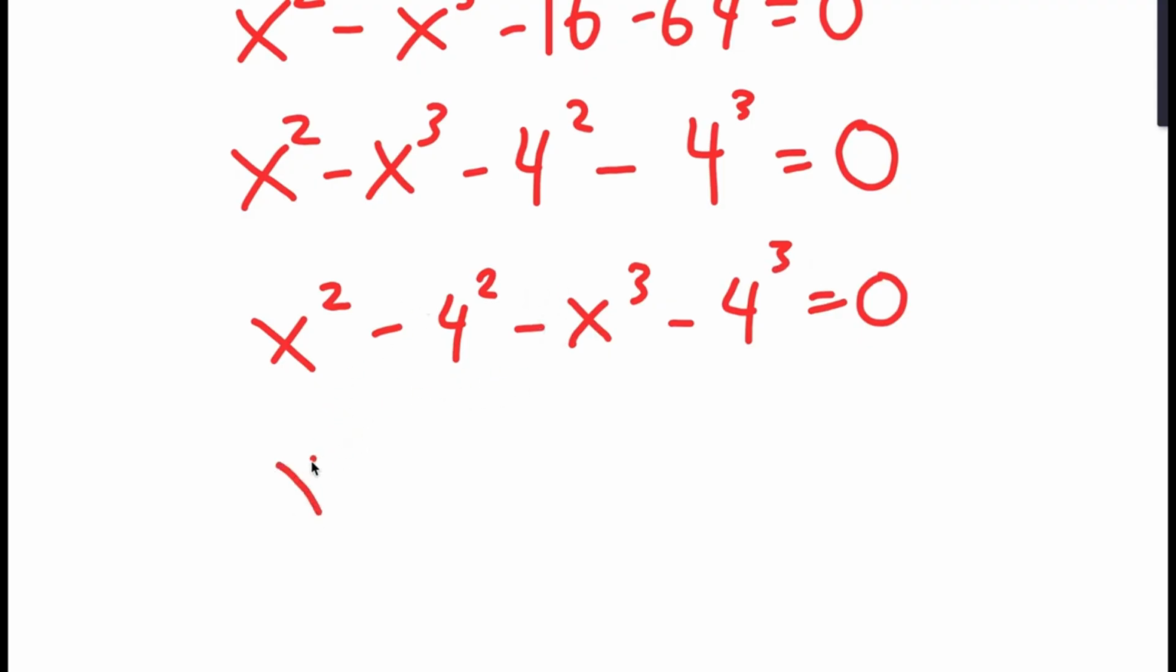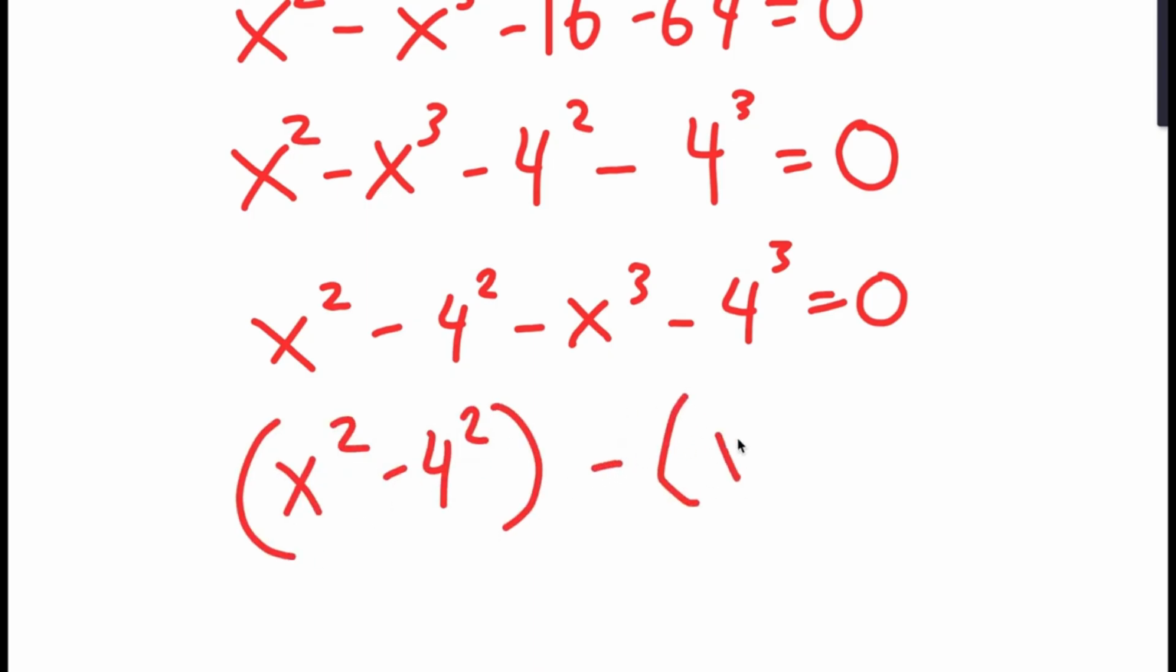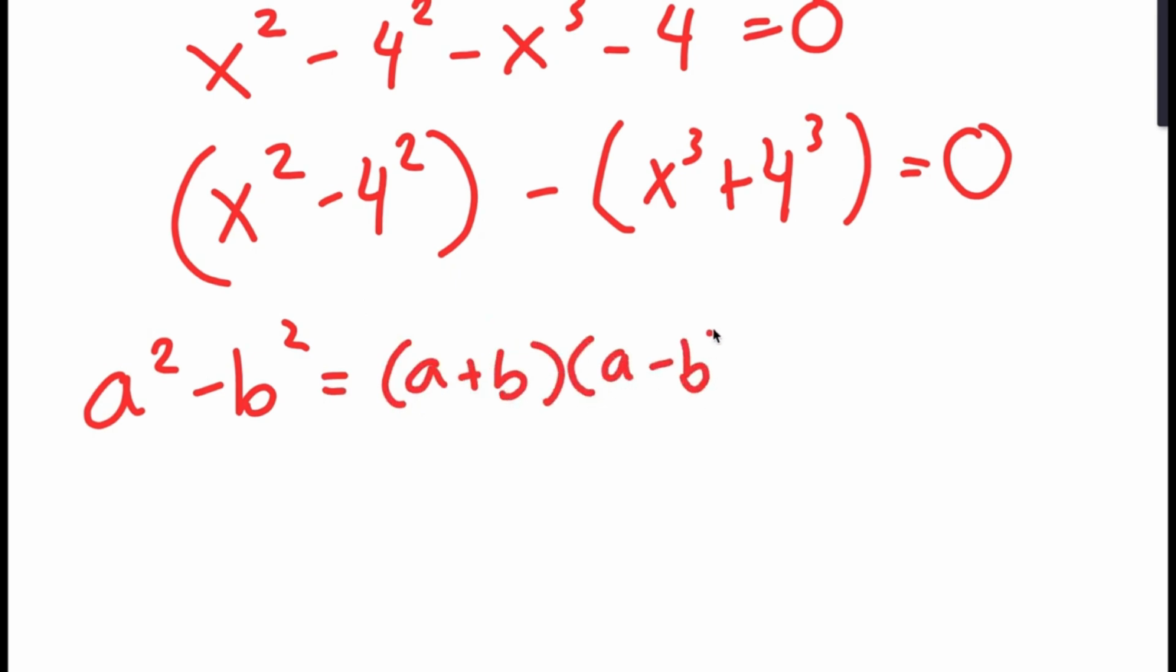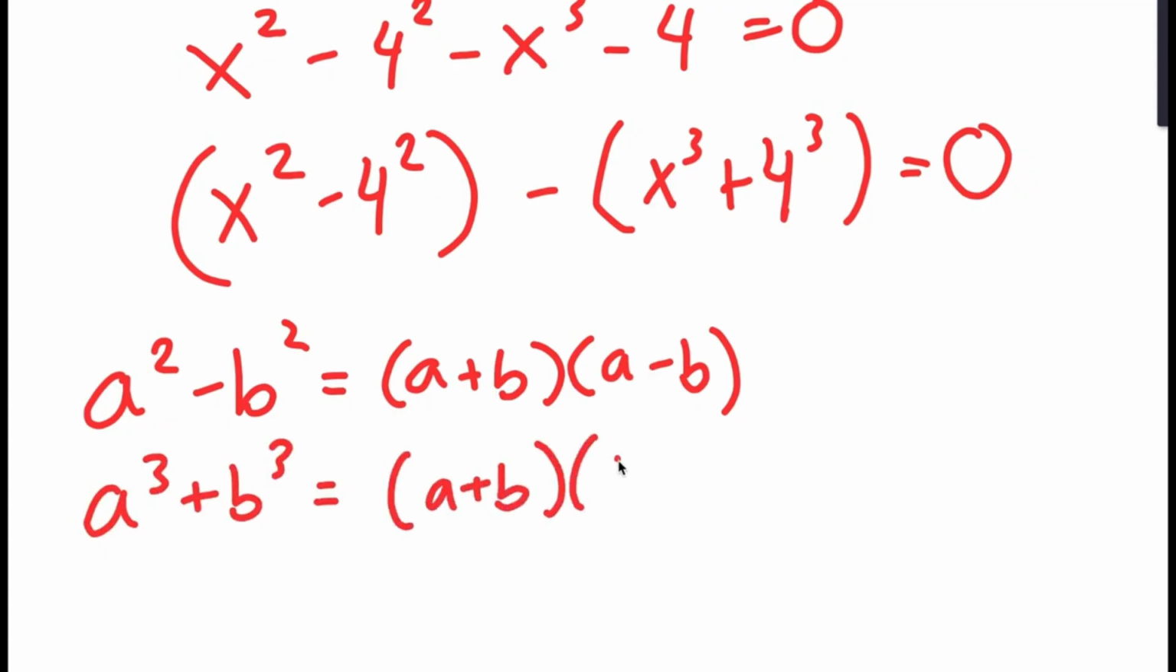And before that, I'm going to write this as x squared minus 4 squared, and I'm going to group this minus x to the power of 3 plus 4 to the power of 3. We put this plus because this negative sign distributes. Now, if I have something in the form a squared minus b squared, this is equal to a plus b times a minus b. And if I have something in the form a to the power of 3 plus b to the power of 3, this is equal to a plus b times a squared minus ab plus b squared.